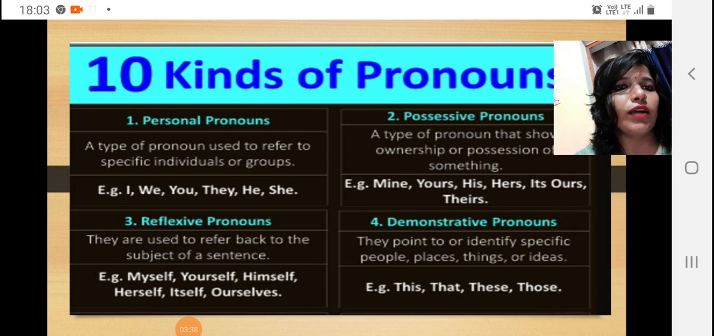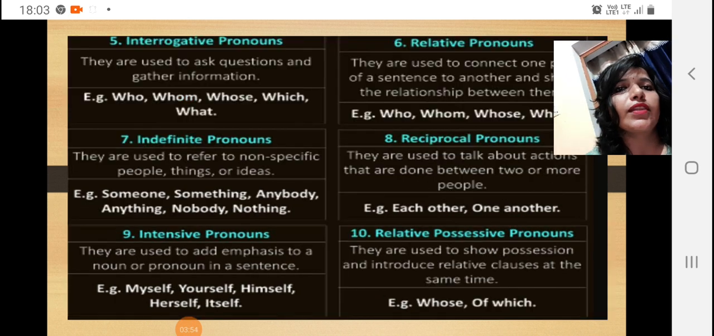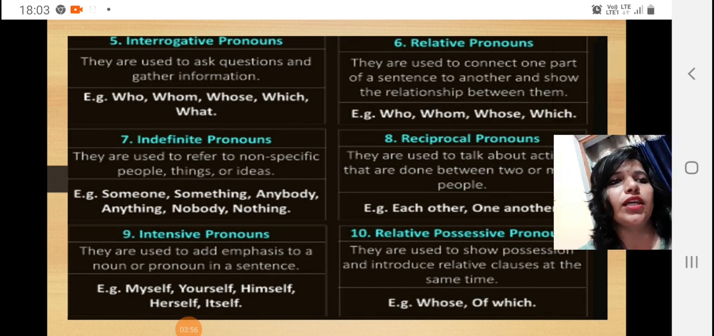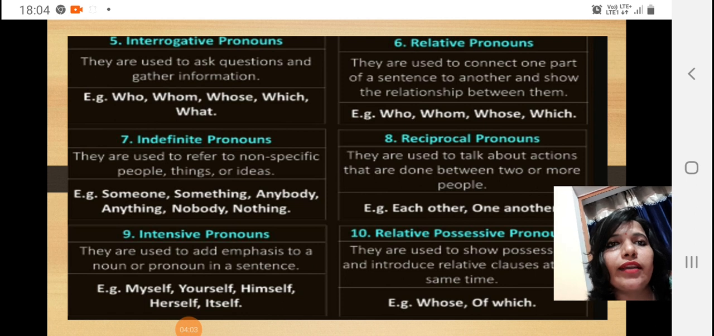The fourth one is the demonstrative pronoun. With it we point out and identify something or specific people, like this is mine, that thing is yours. These are mine, those are yours. Next are interrogative pronouns, which are basically used as who, whom, whose. Whose pen is this, whose clothes are these, whose house is this, which is yours, like that.